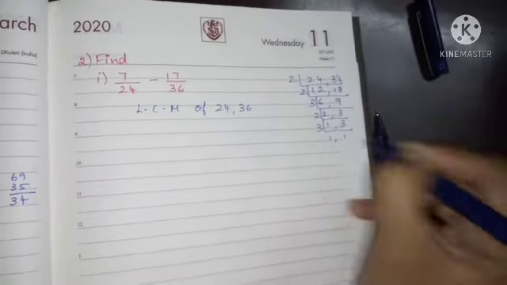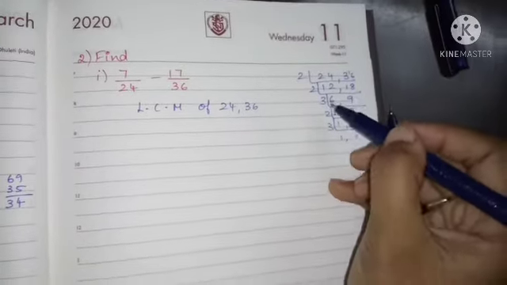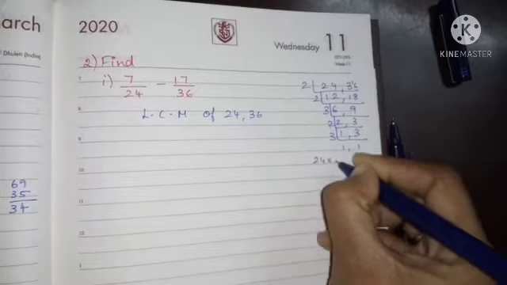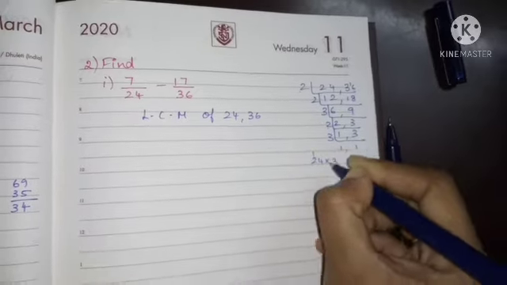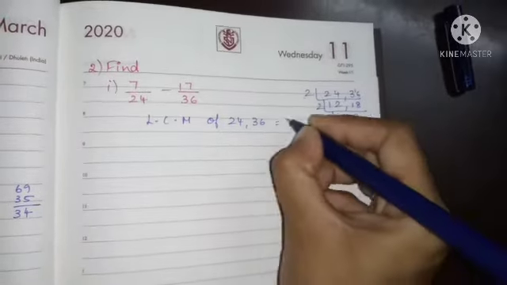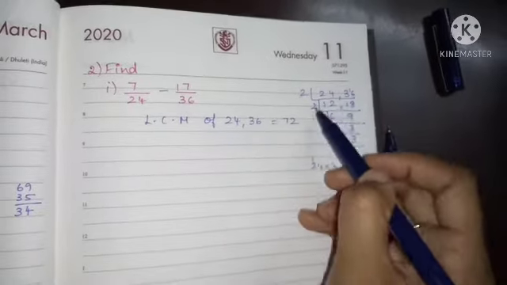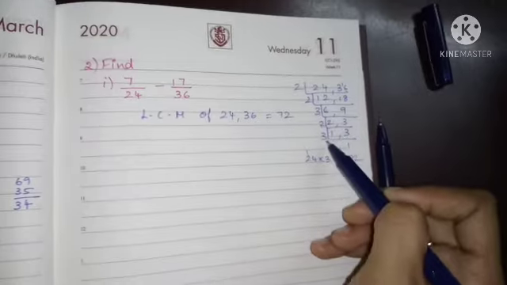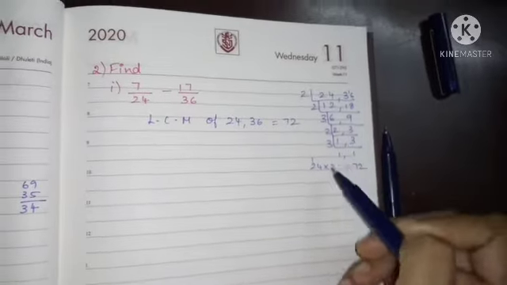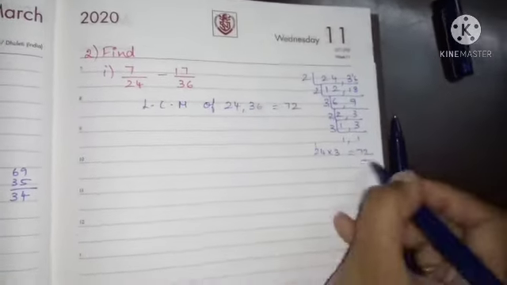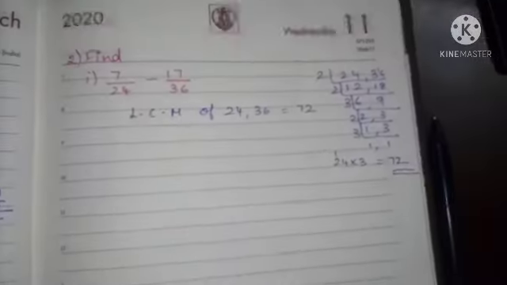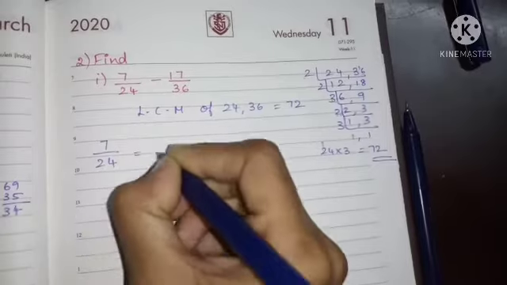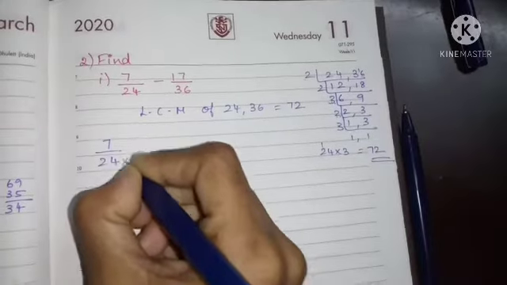Third table, so 2 2s are 4, 4 2s are 8, 8 3s are 24, 24 into 3, 4 3s are 12, 3 2s are 6, 7, 72 you are getting. Okay, so what is the LCM you are getting? 72. 7 by 24, I have to make it as 72.